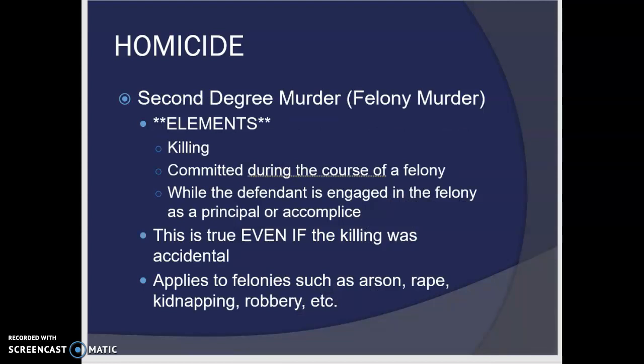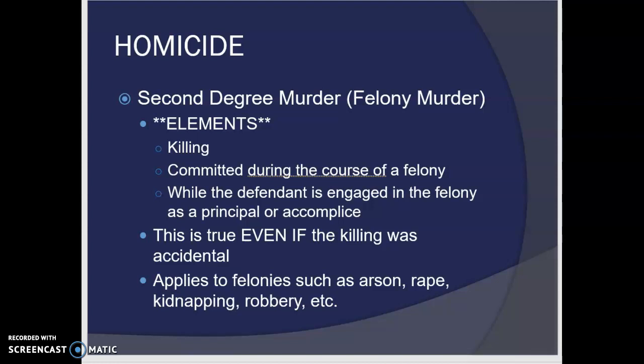Second-degree murder is a little bit different. Second-degree murder is the one that a lot of students have trouble with. And second-degree murder is also called felony murder, and this is the easiest way to remember it. When you have a killing that is committed during the course of a felony, while the defendant is engaged in the felony as a principal or accomplice, then you are guilty of felony murder. And there are certain felonies that fulfill this requirement: arson, kidnapping, robbery, rape, those types of things, assault.